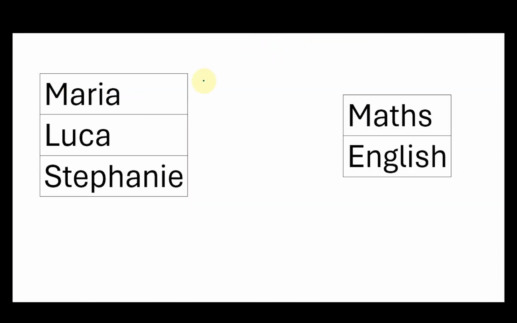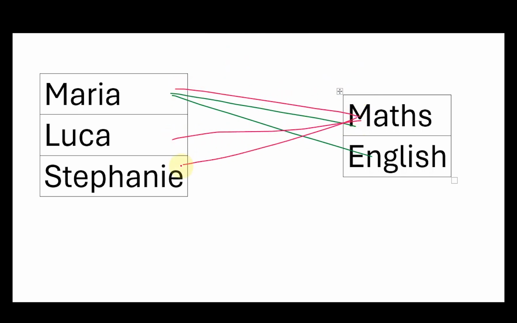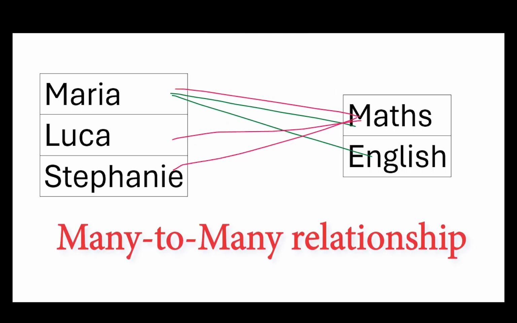Each student can study more than one subject. For example, Maria might take both Maths and English. At the same time, each subject can be chosen by many different students. For example, Maths might be chosen by Maria, Luca, and Stephanie. This means that one student can be linked to several subjects, and one subject can be linked to several students. We call that a many-to-many relationship.